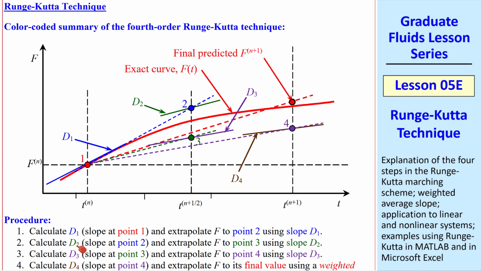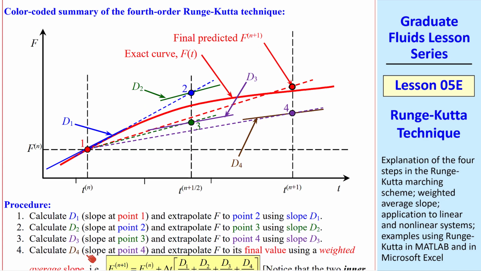Step 2, we calculate d2 at point 2, that's the slope here, d2, and we extrapolate f to point 3 using that slope d2, keeping our color coding. This green line represents extrapolating to point 3. Step 3, we calculate d3 at point 3, that's this slope d3, and then we extrapolate to point 4 using that slope, which I colored in purple. This point 4 is now at Tn plus 1.